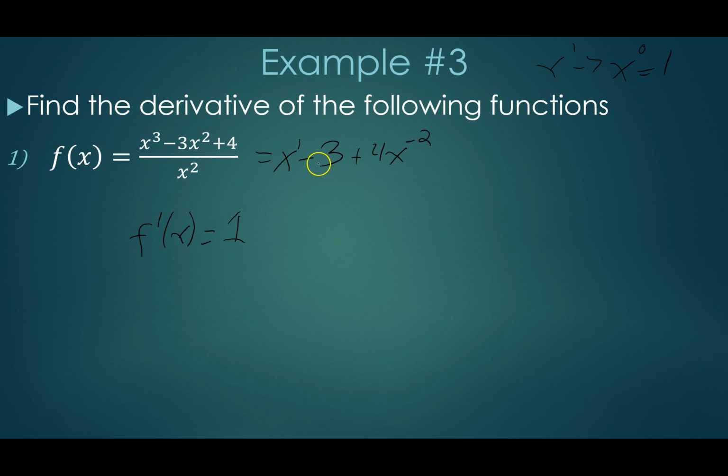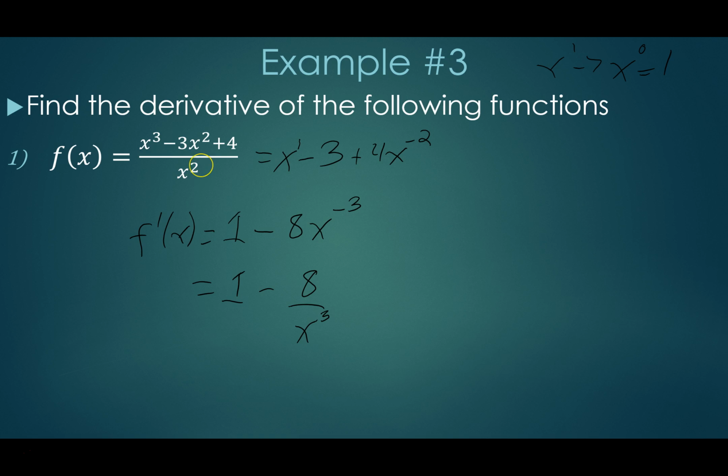Since it's a constant, there's no variable, the derivative of negative 3 is 0. Here I bring the 2 in front, so 4 times negative 2 is negative 8. Decrease the exponent by 1, it's x to the negative 3rd. So again, I could rewrite it as 1 minus 8 over x cubed. So again, the goal is whenever you have a quotient like this, you want to divide the denominator, if it's a monomial, into each piece up top.